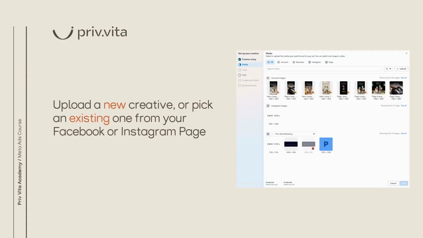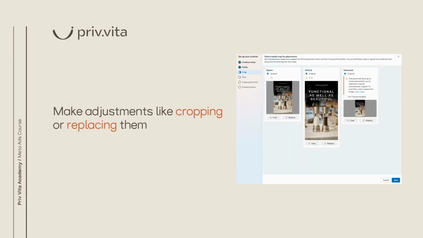Next is media. You will upload your creative here or select one that already exists on your Facebook page or Instagram page. After adding the image or video, you will see the crop section. Facebook will preview how your ad looks in square placements like feed, vertical placements like stories and reels, and horizontal placements like the right column. You can replace the media here if you have different sizes, or you can change it later. Personally, I usually change it later.